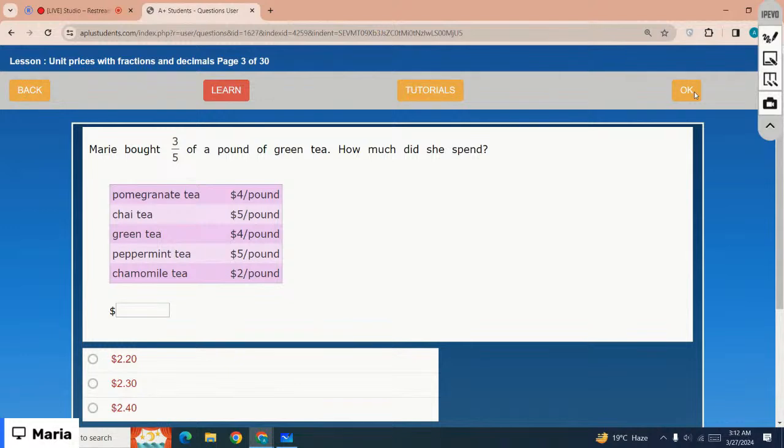Which is the correct option? You need to do 4 times 3 by 5, right? So, yes, the correct option is $2.40. Very good. The last option is the correct option.